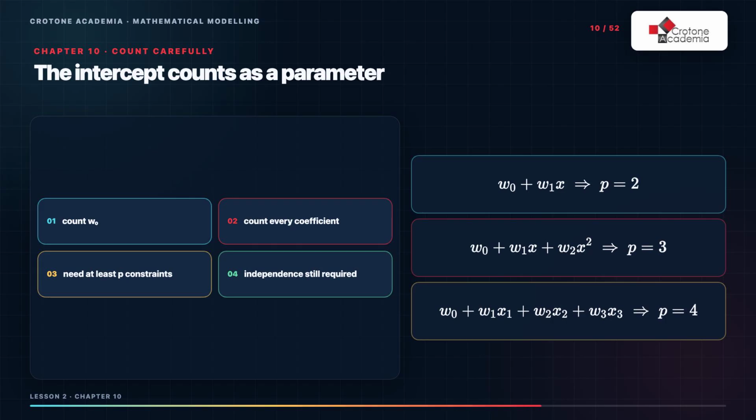This is only a necessary counting rule. Having p rows does not guarantee p independent constraints. The design matrix must also have rank p.